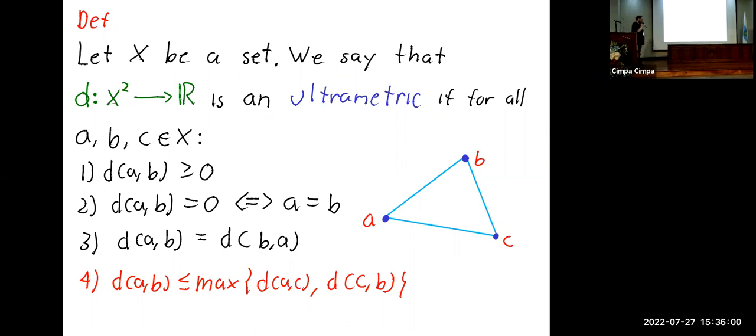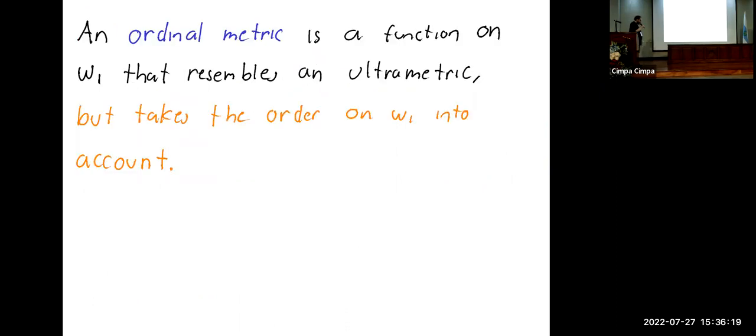So ultrametric spaces are quite common. For example, in topologies of trees, the metric in the Baire space or the Cantor space with the usual metric is in fact an ultrametric. Okay, so what is an ordinal metric? Well, first, the name might be a little bit tricky because it's not a metric. Ordinal metrics are not metrics, but something very similar to that. In fact, it will be a function that resembles an ultrametric. However, it will take into account the order of omega 1.